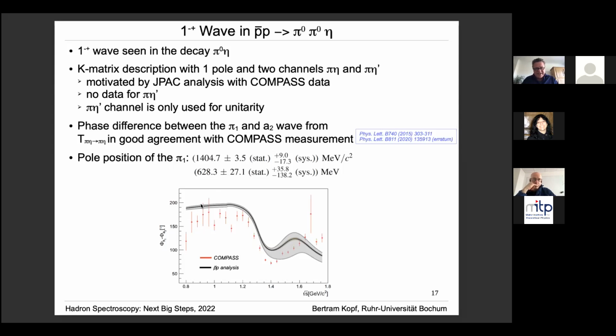here the red points, the phase shift between the pi1 and the A2. And here the black shape is the obtained phase shift of our fit. So this is really in a very, very good agreement, as one can see here. Yeah, and we have not fitted the COMPASS data. This is completely independent. And by the fit, we could obtain a pole position of 1400 MeV for the pi1. And this is in principle in agreement with all other measurements in the PDG so far for the spin exotic wave decaying into pi eta.